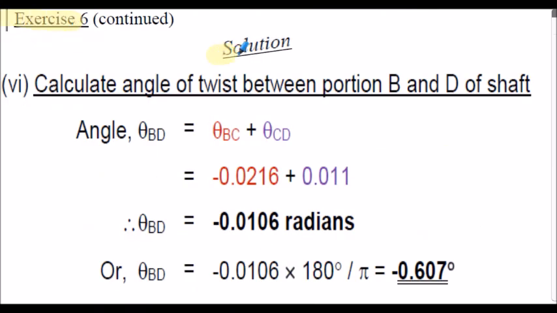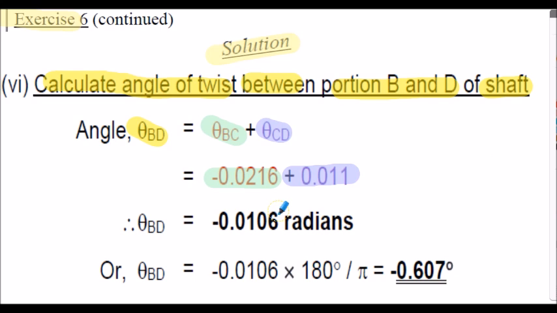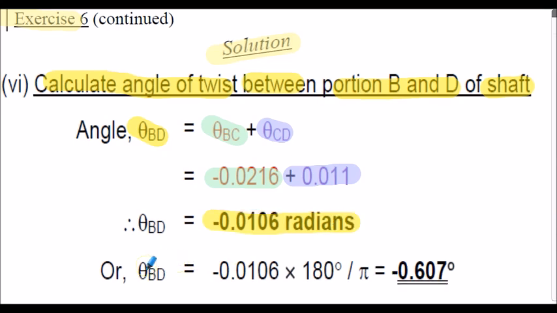Exercise 6, solution continued. So finally, to calculate the angle of twist between portion BD of our shaft, denoted theta BD here, we simply add the angle of twist between portion BC, which was negative 0.0216 from the previous slide, to the angle of twist from portion CD, which was positive 0.011. So that evaluates to negative 0.0106 radians, and converting that into degrees, that's negative 0.607 degrees.